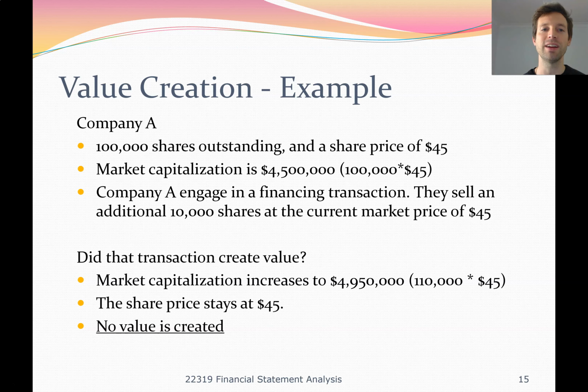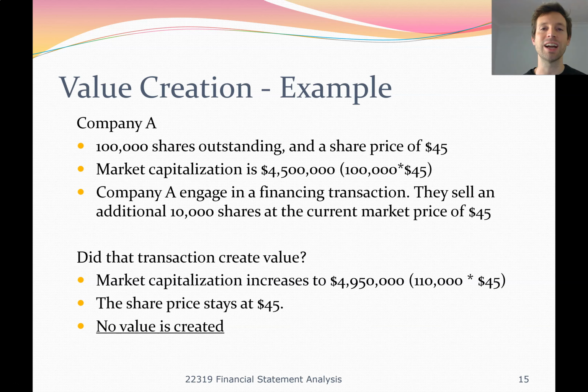Here we have a company that has 100,000 shares outstanding and a share price of $45 per share. So market capitalization is the number of shares outstanding times the share price per share, and that would be $4.5 million in this case. The company decides they want to sell more shares. They're going to raise more equity. They decide to sell an additional 10,000 shares for $45 per share, the fair price of their shares.